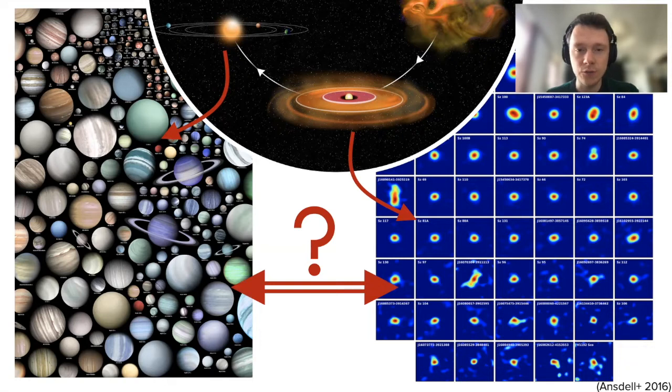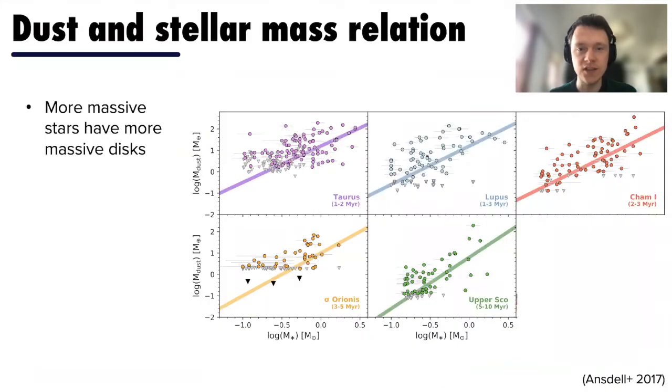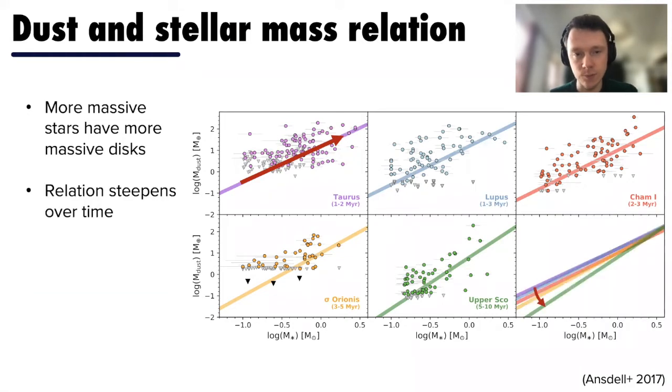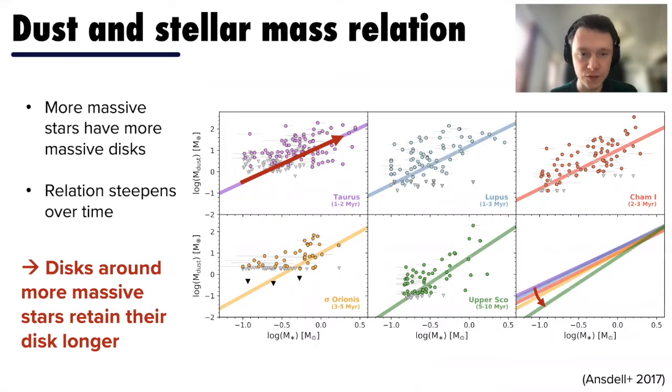One relation found from these population studies is that more massive stars have more massive disks. This plot here shows this relation for different star-forming regions, going from young to old. And for all of them, there is a clear increase in disk mass with stellar mass. Additionally, this relation steepens over time. In other words, the disks around more massive stars seem to retain their disk mass for longer.